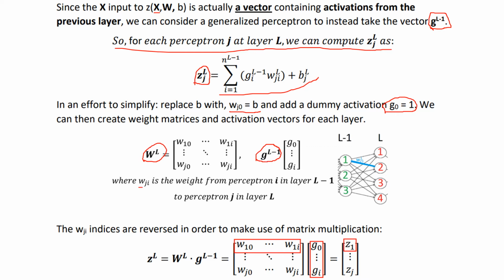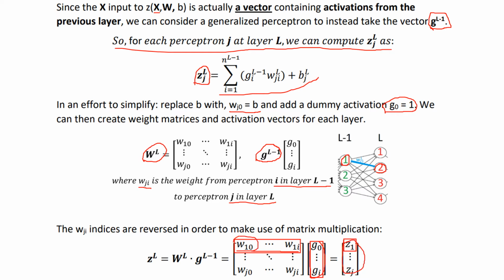You'll notice that the indices j, i are actually in the reverse order. W_ji is the weight from perceptron i in layer L minus 1 to perceptron j in layer L. Right here I've got one noted: this is perceptron 1 in layer L minus 1 and perceptron 2 in layer L. So that's actually W^L_2,1 and not 1,2. The reason we do this is so we can make use of matrix multiplication. This dotted with that is going to give you the weighted sum for the current layer.